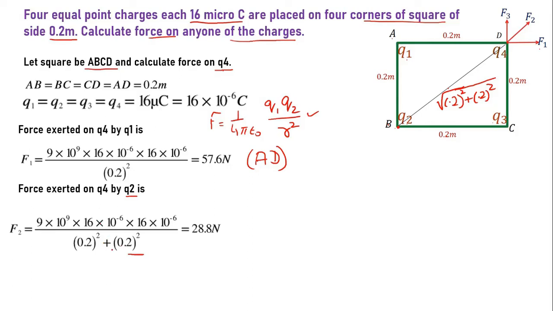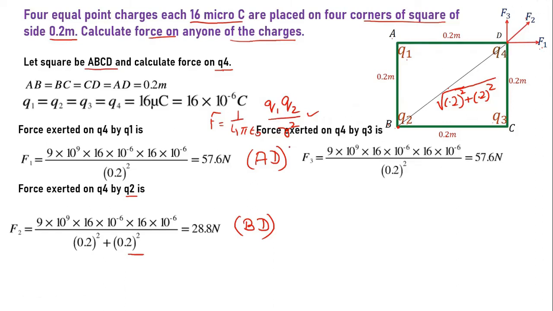On solving this magnitude part, we will get the value as 28.8 Newton. Now the direction of this F2 will be along BD. So here we have to mention that its direction is along BD. So now I think these two forces, F1 and F2, will be clear to you.